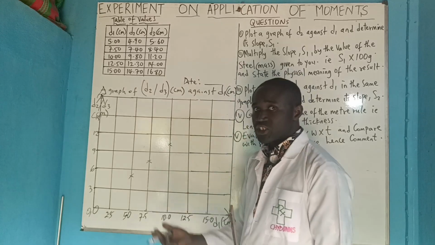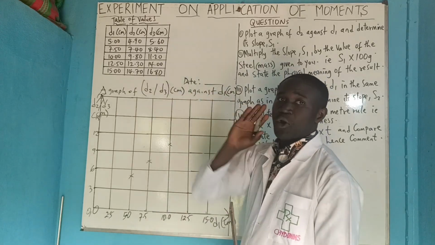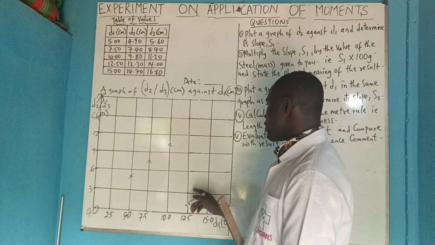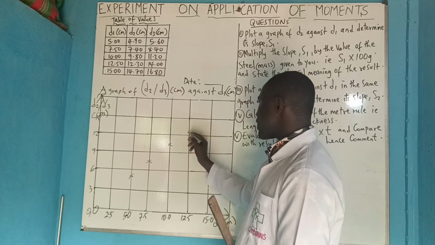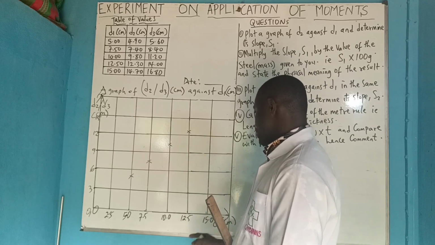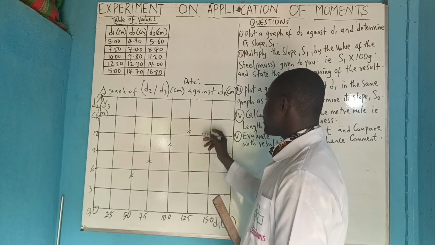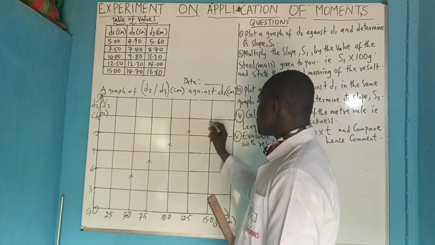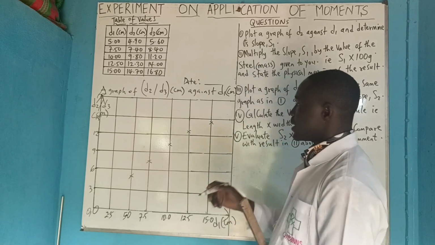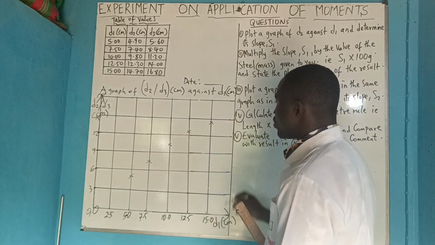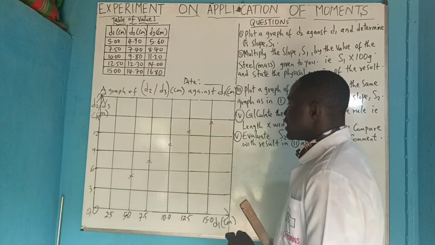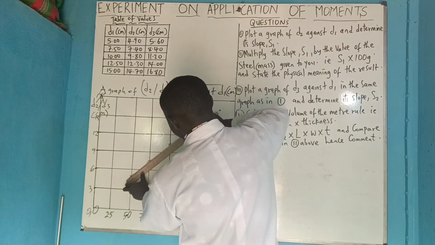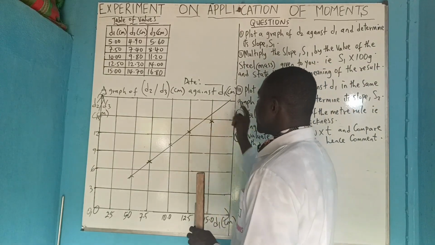Please, this is just a sketch of our graph. Just use this table and plot the graph accurately using your graph sheet. Okay, 12.5 against 12.3. Then 15 against 14.7. Okay, we have finished locating our points. Then the next thing is for us to take our line of best fit. Now we have succeeded to plot the line of best fit.